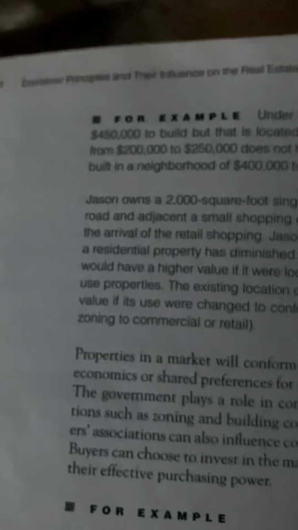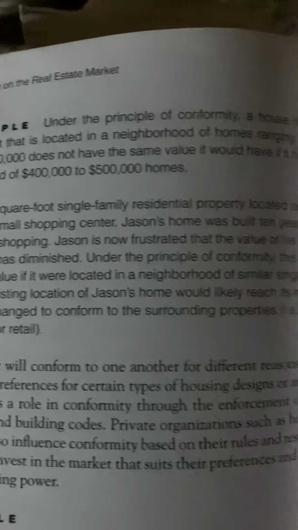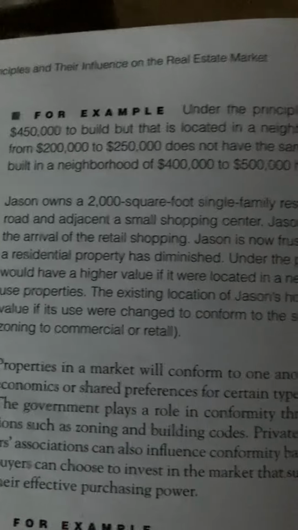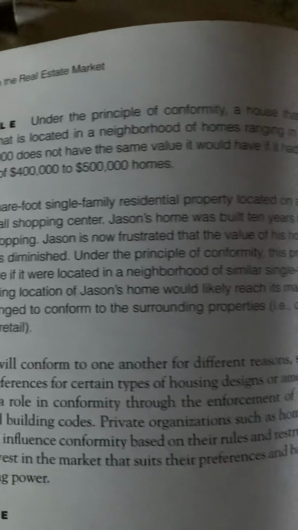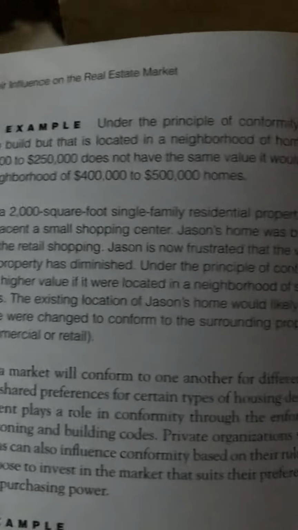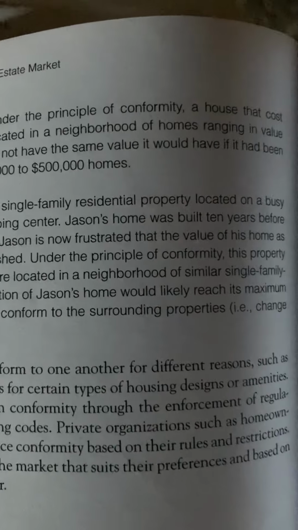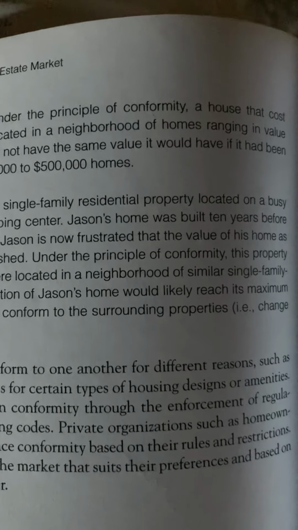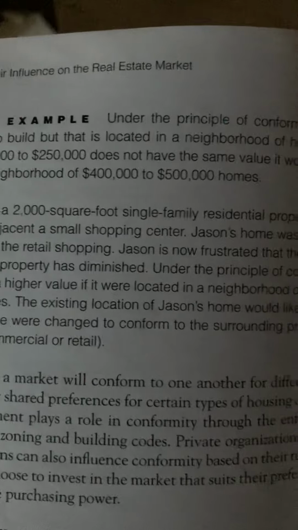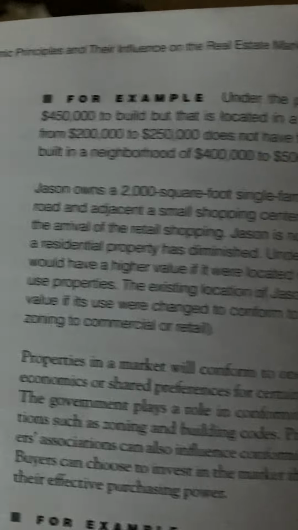Page 444. For example, under the principle of conformity, a house that cost $450,000 to build, but that is located in a neighborhood of homes ranging in value from $200,000 to $250,000, does not have the same value it would have if it had been built in a neighborhood of $400,000 to $500,000 homes.